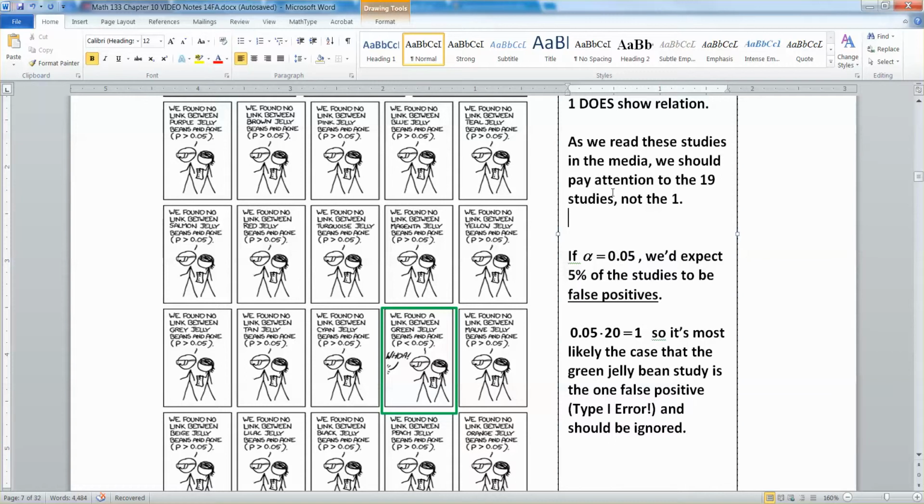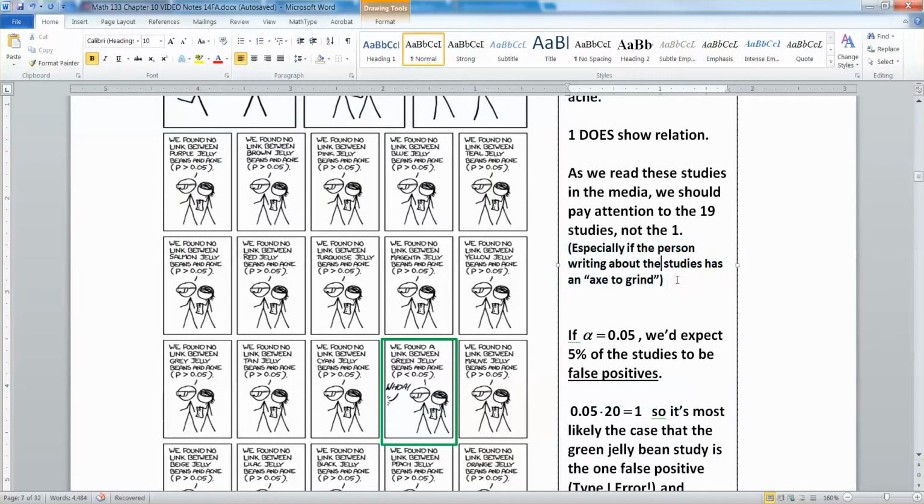As a comment, as we read these studies in the media, so online, on websites, etc., be careful, because if somebody's just talking about this one study, they could be talking about the one and not about the 19, right? Especially if they have an axe to grind somewhere. There we go. I wrote that in. By the axe to grind, I mean, are they politically motivated? Do they want certain things, like, I want there to be no such thing as global climate change, therefore I will ignore all the studies that show there is global climate change, and I'll pay attention to the one that isn't, that kind of thing. Or their religious views, their political views, etc.